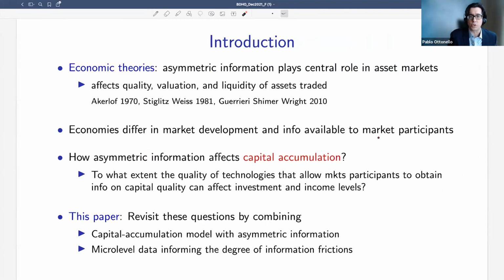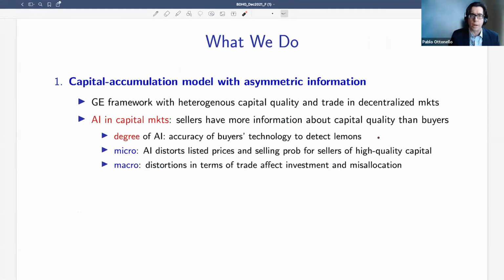So in this paper, we revisit these questions by combining a capital accumulation model with asymmetric information and micro data informing the degree of information frictions. To provide a summary, we first develop a capital accumulation model with asymmetric information. We consider a general equilibrium framework with heterogeneous capital quality and trading of capital in decentralized markets. There is asymmetric information because sellers have more information available about capital quality than buyers. Buyers have access to a technology to detect the true quality of capital, and the accuracy of that technology indexes in the economy the degree of asymmetric information.